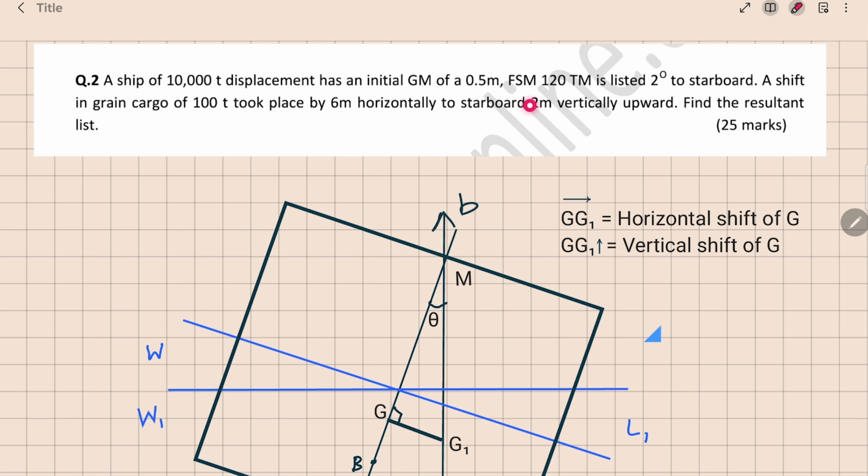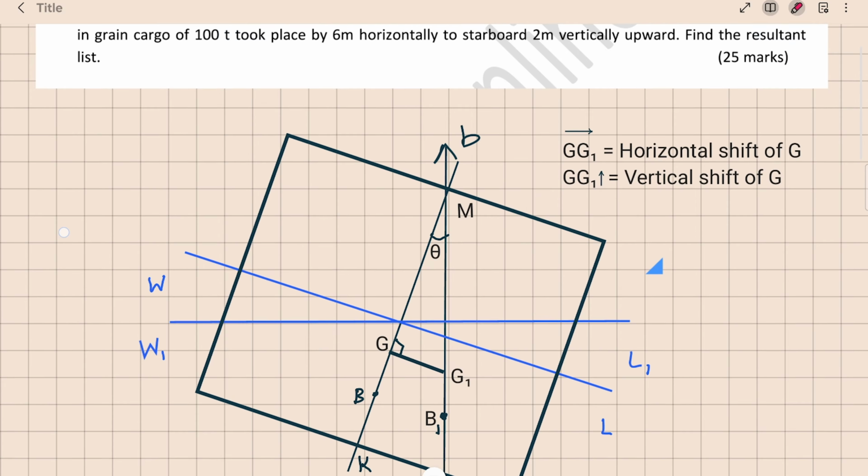The cargo also shifted 2 meters vertically upwards. So this will also affect the GM. The ship's center of gravity will also move parallel to the cargo, that means vertically upwards. So G will move towards metacenter, GM will reduce. So the final GM will reduce by a certain amount. We will find that out. So this is the main thing here.